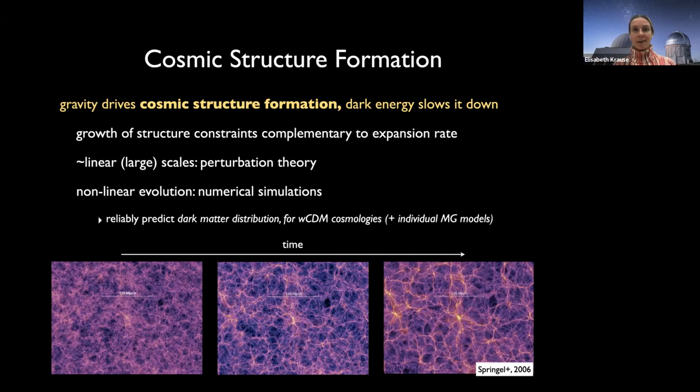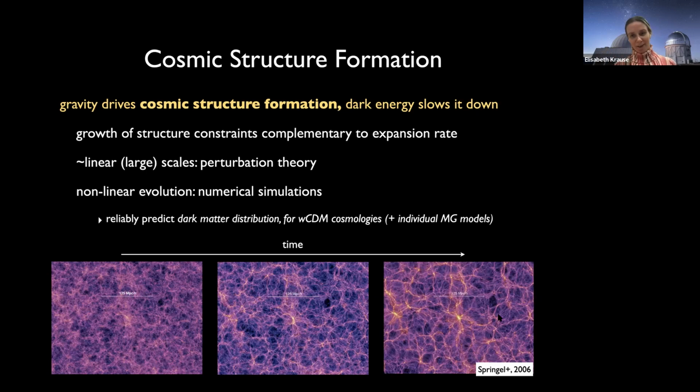In order to constrain dark energy, these imaging surveys mainly look at cosmic structure formation, where the basic idea is that gravity pulls things together and drives structure formation, while dark energy pulls things apart and slows structure formation. This is a measurement that's highly complementary to expansion rate measurements. And on linear scales, we can make good progress using perturbation theory. However, to capture most of the signal to noise, we'll have to turn to numerical simulations that will then predict the non-linear evolution of the dark matter distribution as a function of time, and for specific types of cosmologies that we can easily simulate.